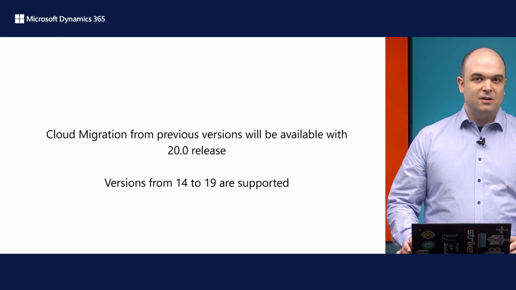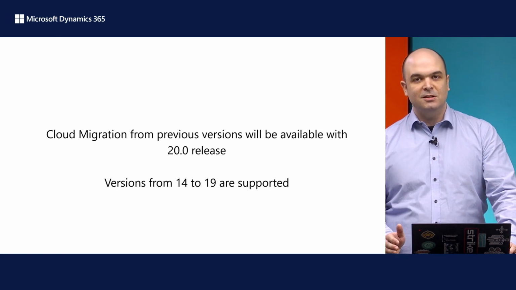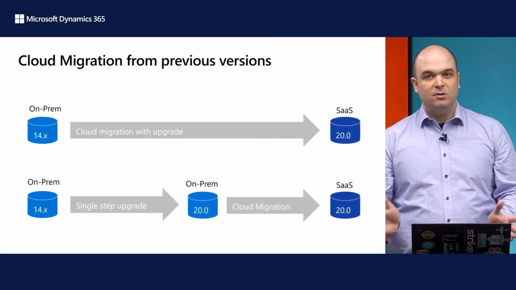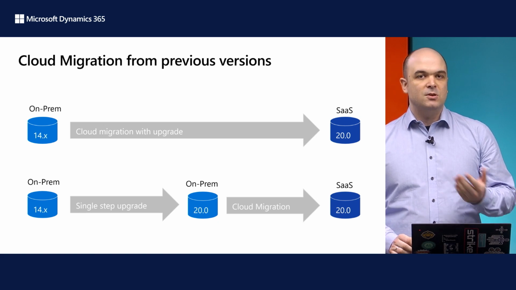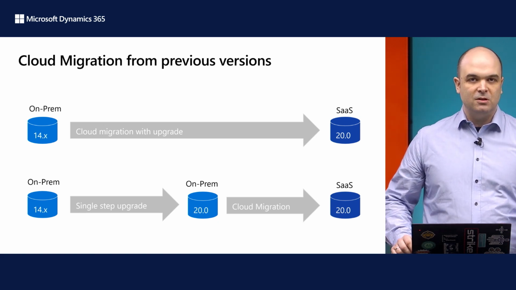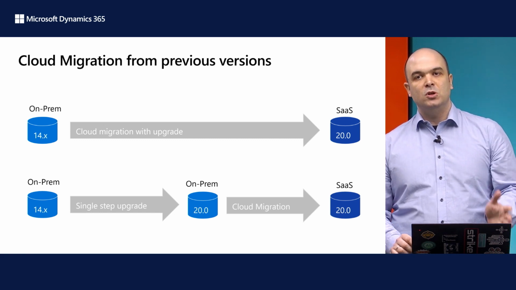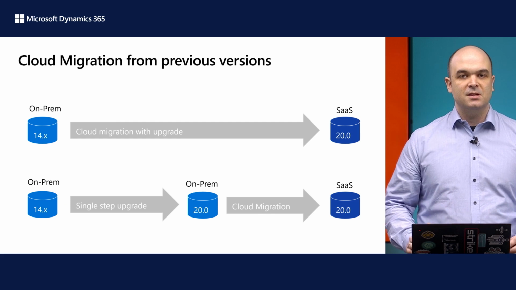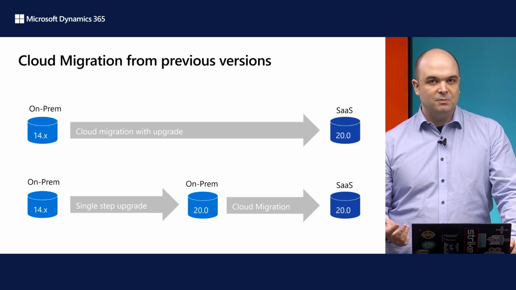All of the versions, starting from version 14 all the way to the version 19, are supported for the cloud migration. And the story has not changed here at all compared to the previous release. So you can start on-prem on the version 14, and you can do the cloud migration with upgrade to 20.0. So here we are going to move the data and run the upgrade in SaaS. Or you can do a single-step upgrade from 14 into 20.0 on-prem, and then you can have a shorter cloud migration, which is just copying the data over into the SaaS instance, and it's not running the upgrade.